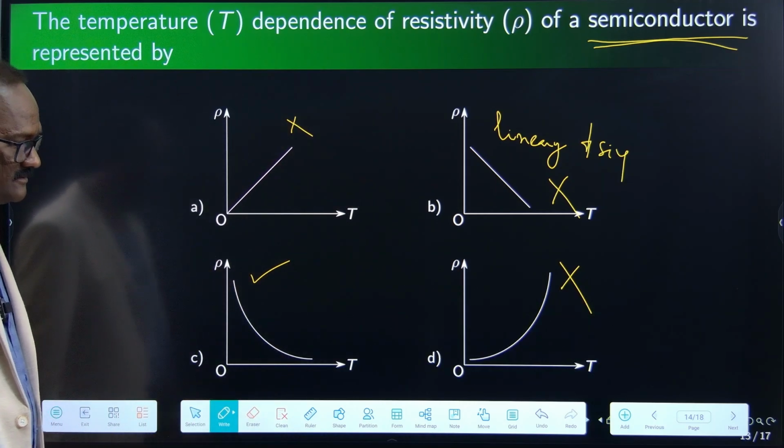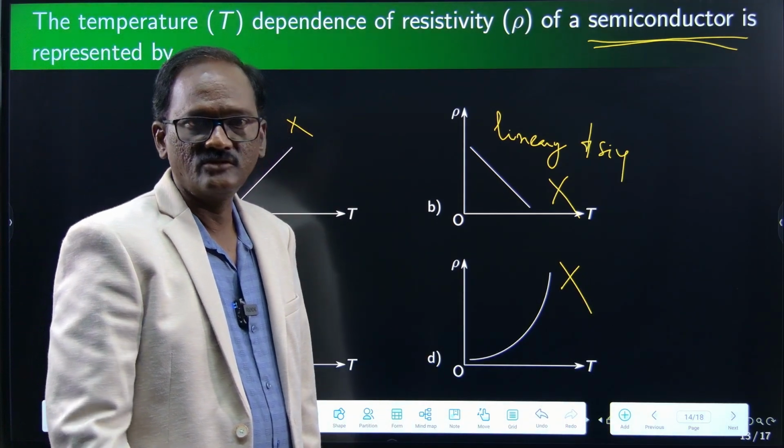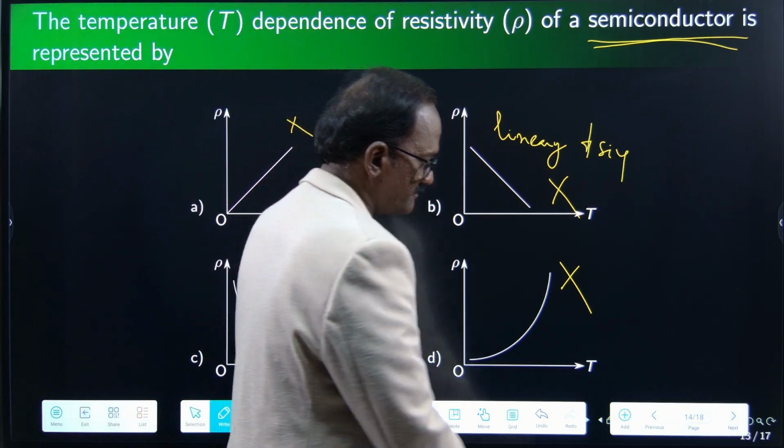The shape of the curve. Remember the shape of the curve. Using the shape of the curve, many questions have been asked in the past.